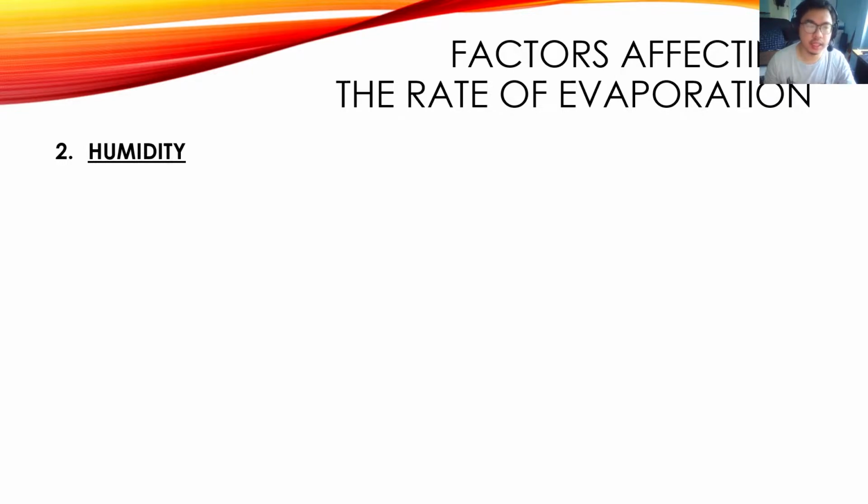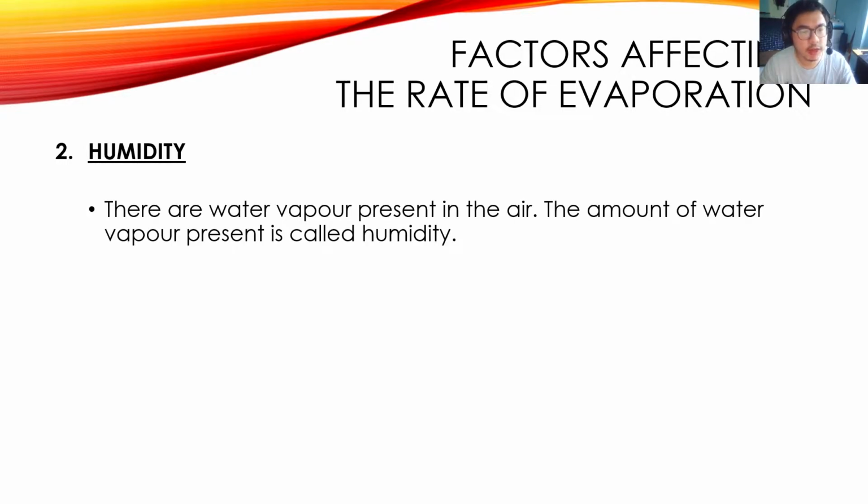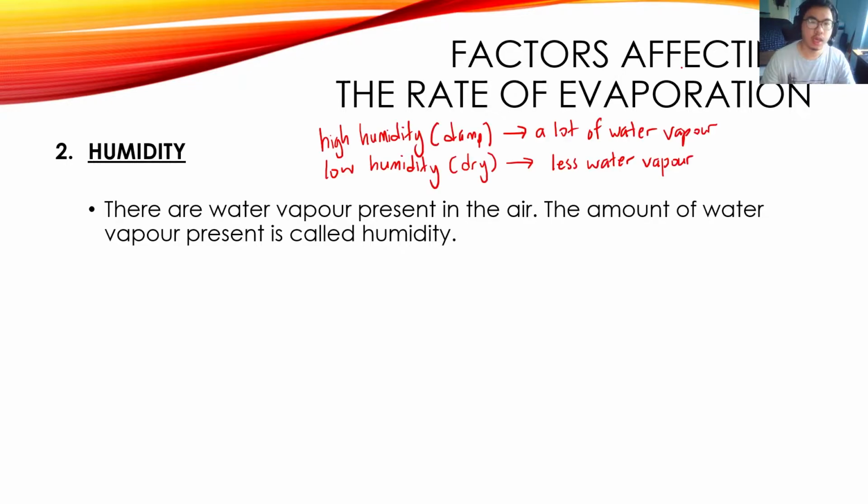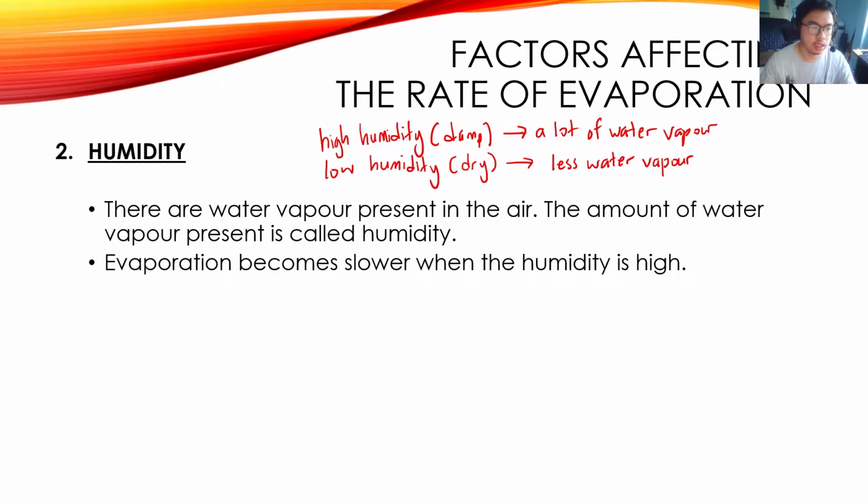Number two is humidity. There is water vapor present in the air. The amount of water vapor present is called humidity. So if the humidity is high, that means the air is very damp, and that means there's a lot of water vapor in the air. And if the humidity is low, that means the air is dry, and when the air is dry, that means there's less water vapor in the air. So evaporation becomes slower when the humidity is high.